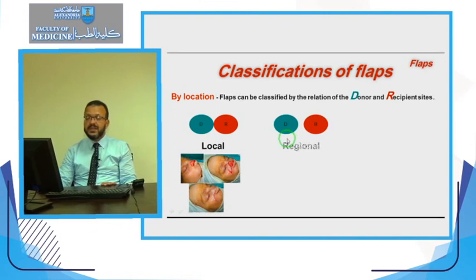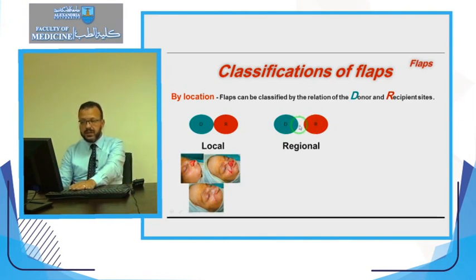What if we have this picture? The donor site and the recipient site are both in the same anatomical region and they are separated from each other by a piece of tissue that is neither considered a part of the donor site nor of the recipient site. This is called a regional flap.